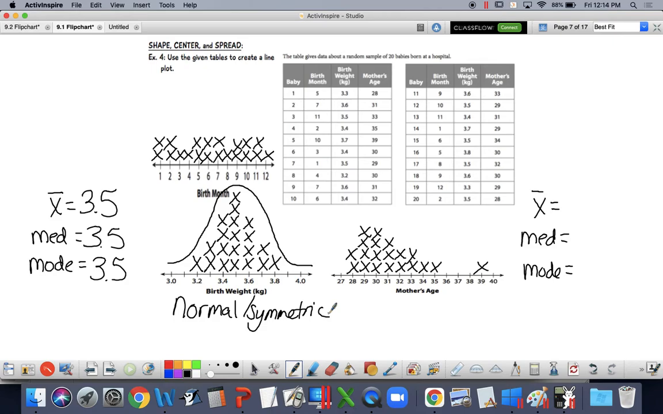Now over here, it's not the case. What'd you guys get for your mean? 31.15. Median? 30.5. Mode? 29 and 30, right? We've got two things that are repeated the same amount of time, so I just have to list both of them. I don't average them. I don't do anything like that.